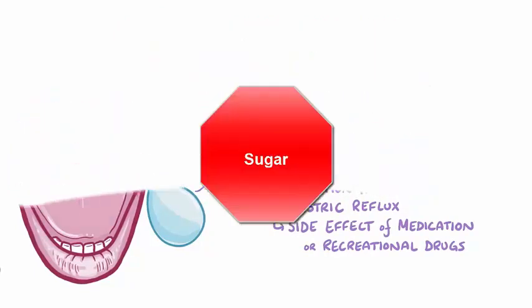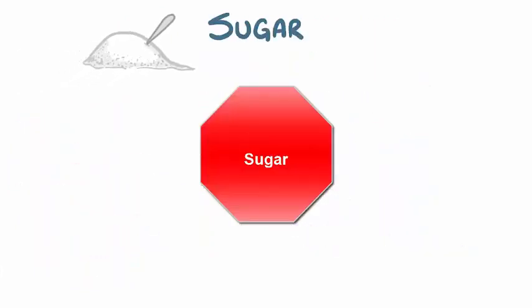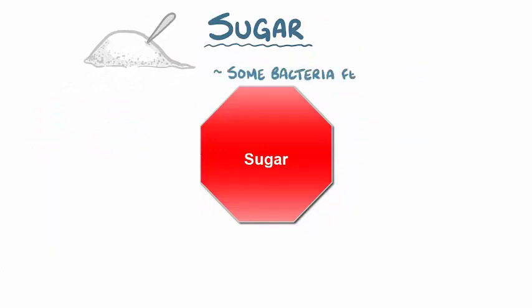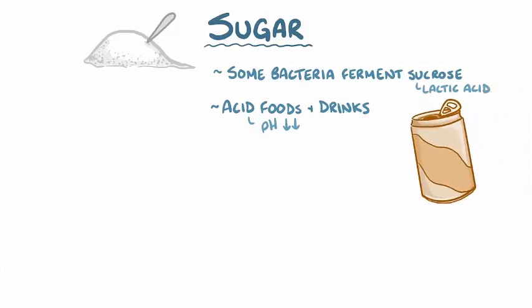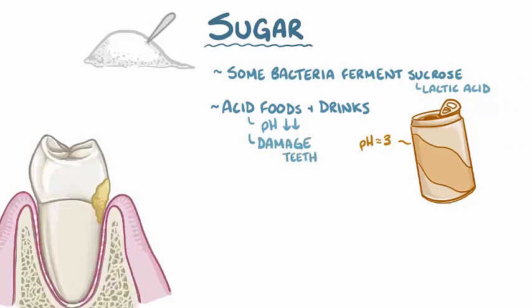A key factor that contributes to tooth demineralization is sugar. Some bacteria ferment sucrose, and that produces lactic acid as a byproduct. In addition, acidic foods and drinks can also cause the pH in the mouth to lower. So a drink that has lots of sugar and lots of acid, like soda, which has a pH of around 3, can damage the teeth in two ways.